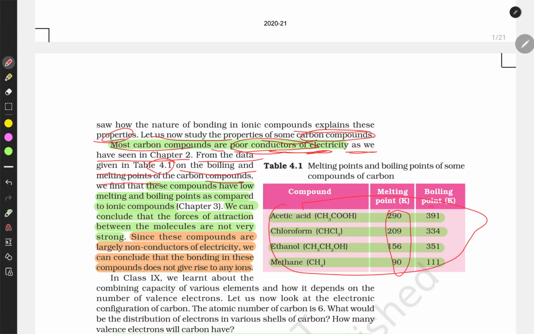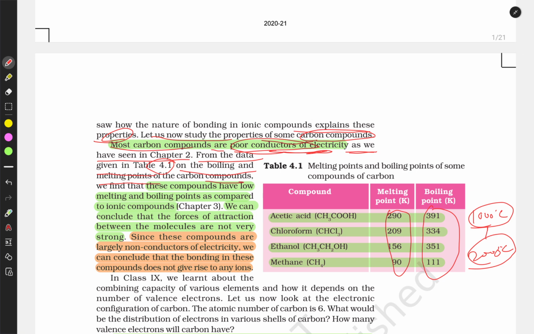Look at this. In the last few chapters we learned that ionic compounds have a very high melting point, more than 1000 degrees Celsius, ranging from 1000 to 2000 degrees Celsius, because we need a lot of energy to break the ionic bond, which is a kind of electrostatic bond. So these compounds have low melting and boiling points as compared to ionic compounds.